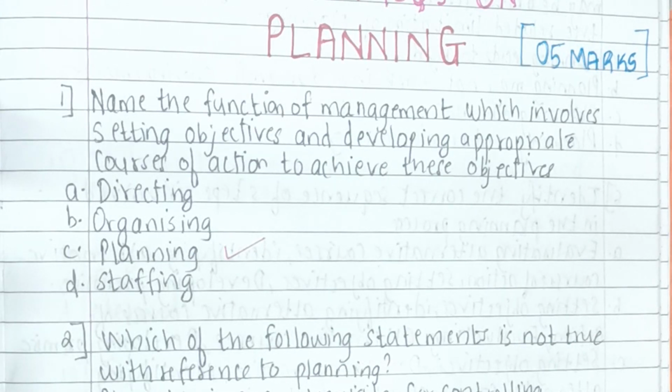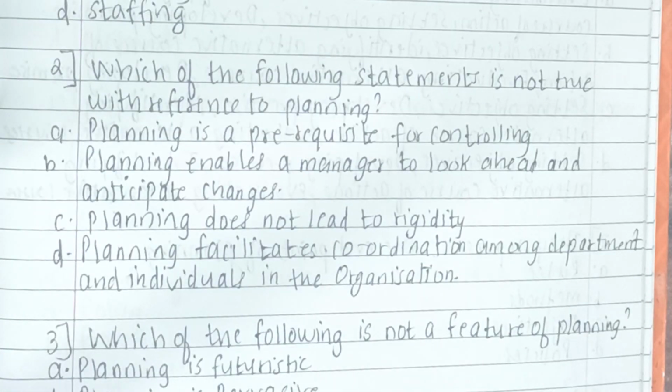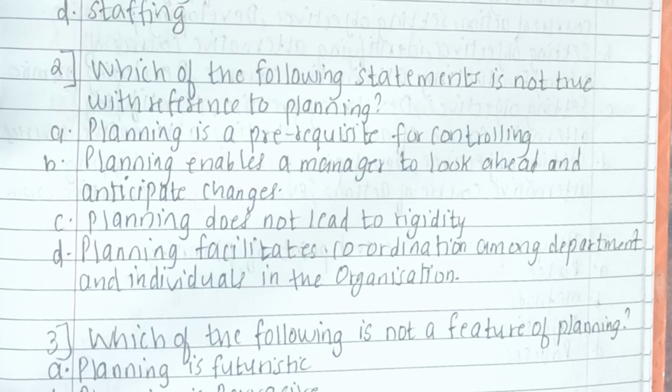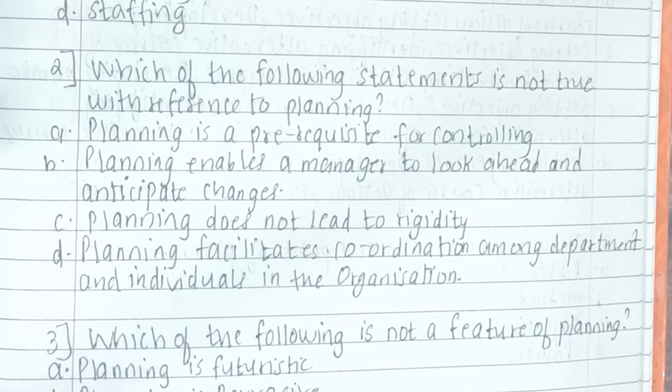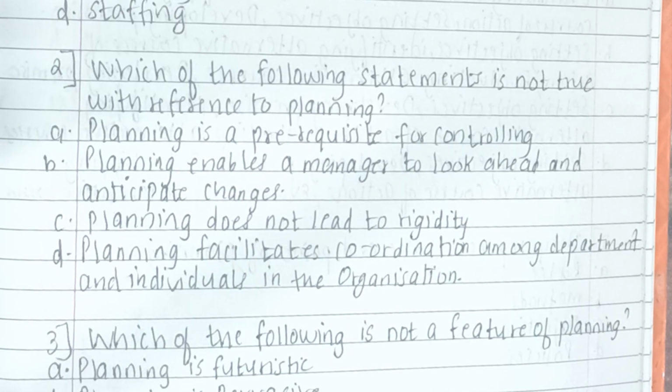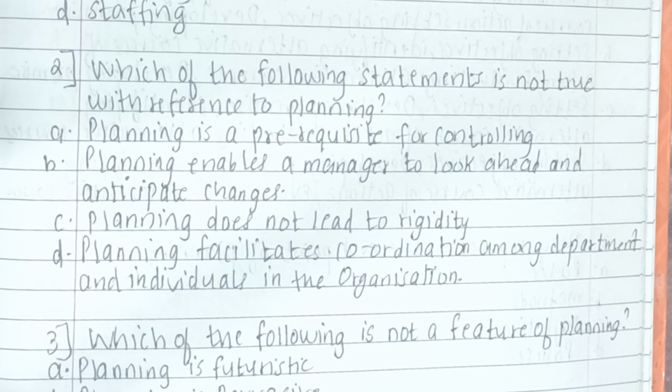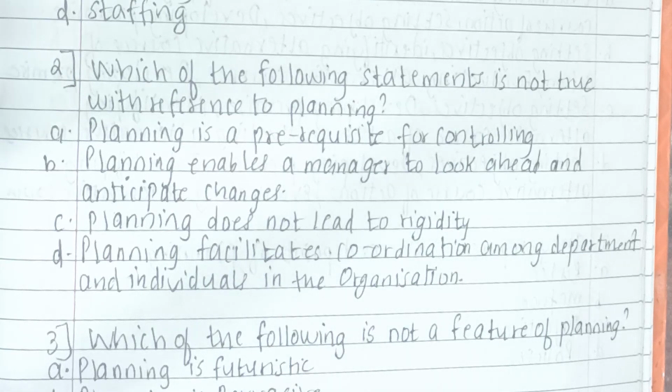Next: which of the following statements is not true with reference to planning? The first option is planning is a prerequisite for controlling. It means that you need to plan in order to reach the function of controlling. So this is true. Second is, planning does not lead to rigidity.